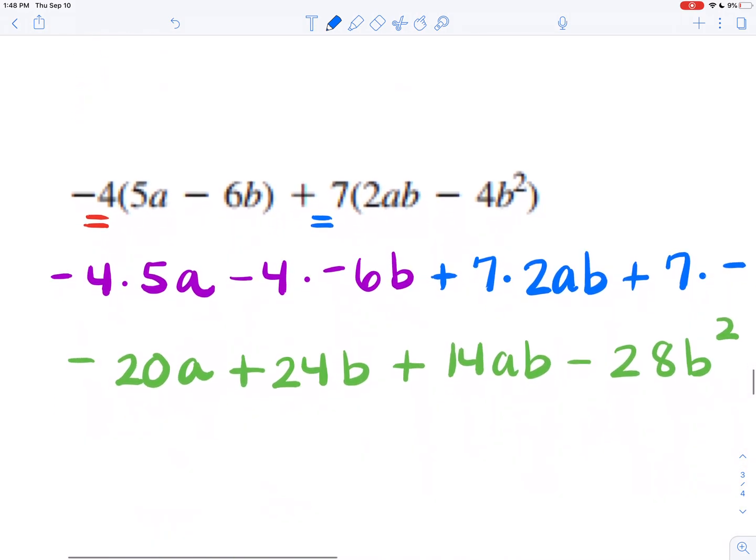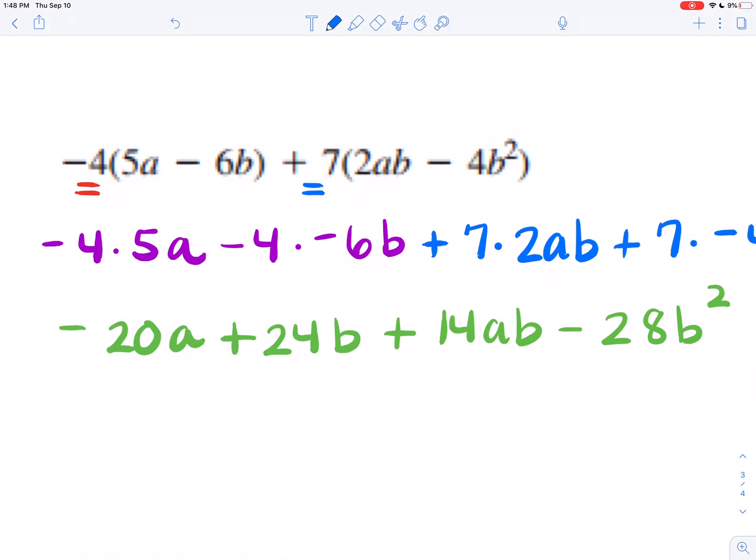All right, now in this next example, we have a multiplier in front of parentheses. It's not just a positive or a negative. It's actually a number that's being multiplied. And so what I have to do there is make sure that I multiply it by every term. And again, a lot of times you may have seen this done as a distributive property. It's the same thing. All right, but what I did is I took that negative 4 and I multiplied it by the 5a, and I multiplied it by the negative 6b, everything that was in parentheses, right? That gave me negative 20a and positive 24b, right? Remember, negative times negative makes positive.